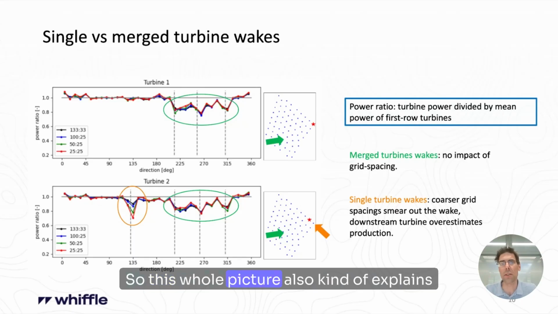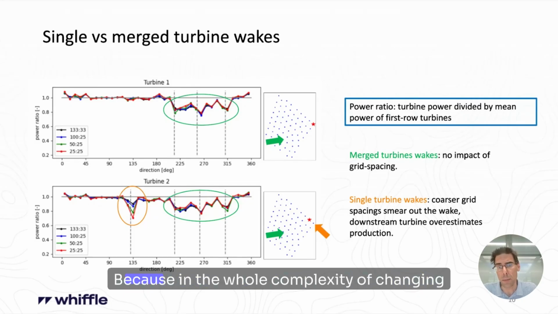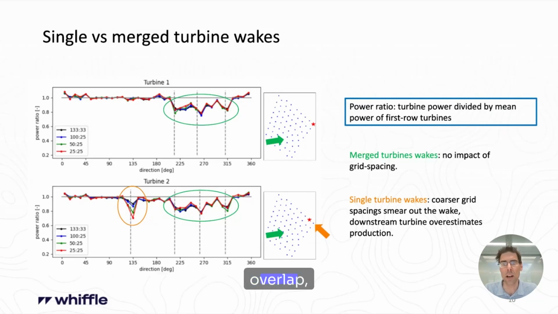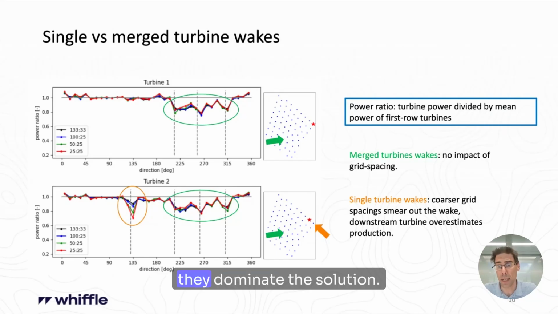So this whole picture also explains why wind farm quantities like wind farm production and wind farm wake losses only have a slight dependency on the grid spacing, because in the whole complexity of changing weather and changing wind directions, the merged turbine wakes that constantly overlap dominate the solution.